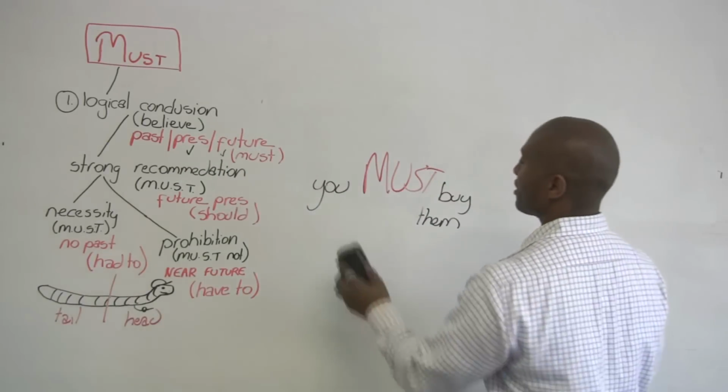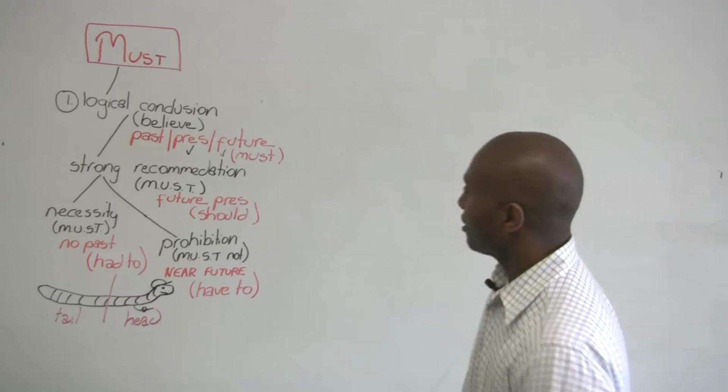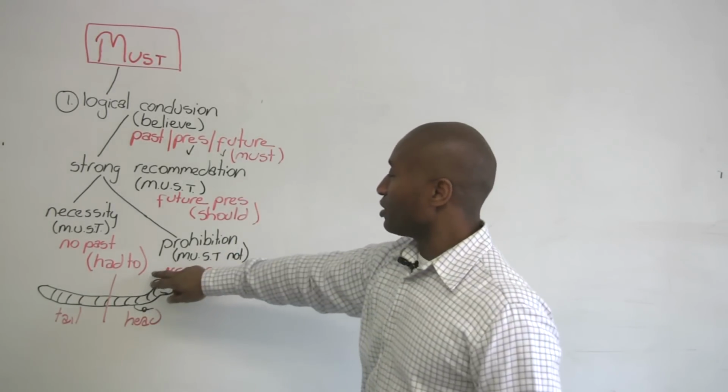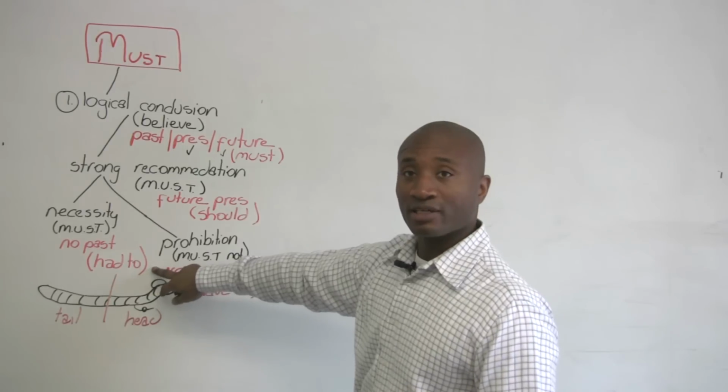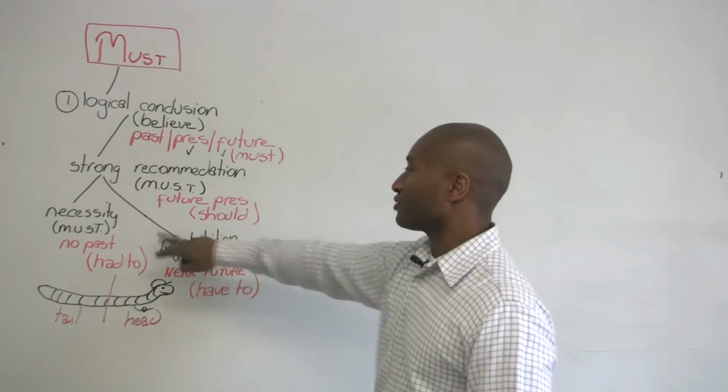Okay? Just opposite sides. But what's interesting about it is this. Okay? You notice this one has a past tense. If you want to do past tense for this one, it's only for necessity. There is no past tense for prohibition. What am I talking about? Well, let's go to look first.